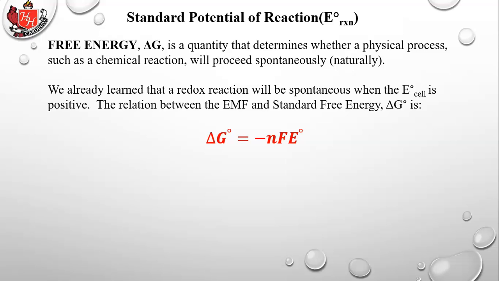We already learned that a redox reaction will be spontaneous when the standard potential of the cell is positive. So when you have a positive voltage, then just as we had in the last example, that 1.10, then that reaction will run spontaneously and you'll get electricity to flow.